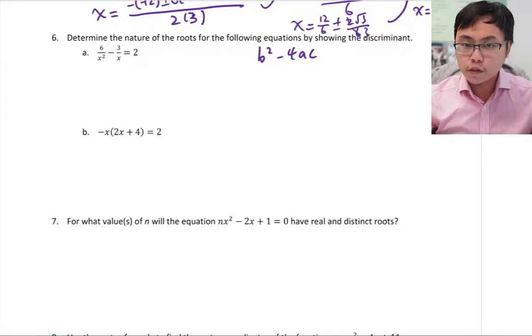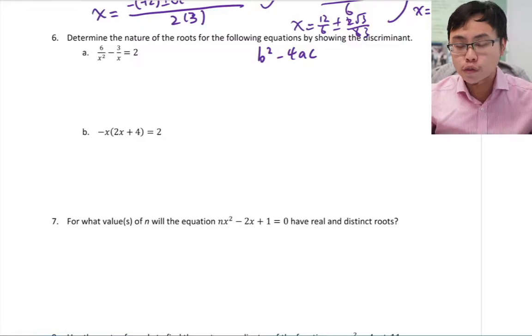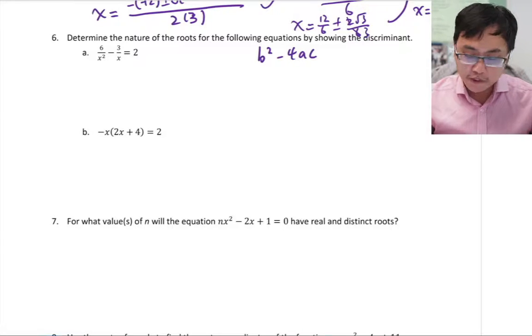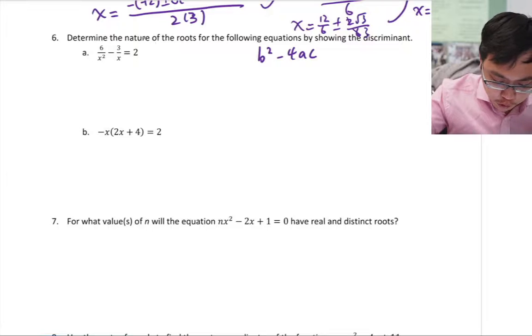If it's bigger than 0, then we know that there are two distinct real solutions. If it's equal to 0, then there is one solution, or two equal real solutions. And if it's less than 0, then there are no real solutions. So let's take a look at the first equation.